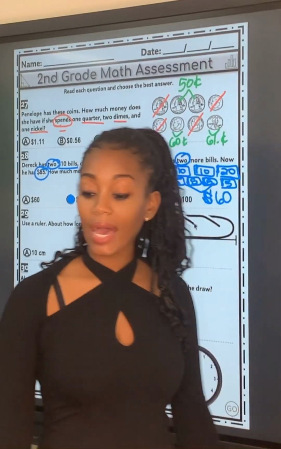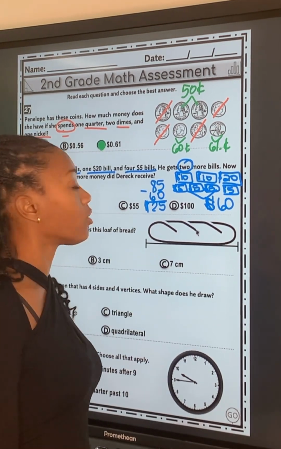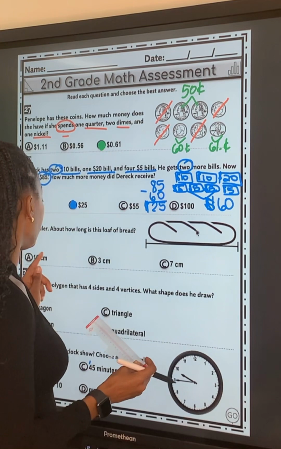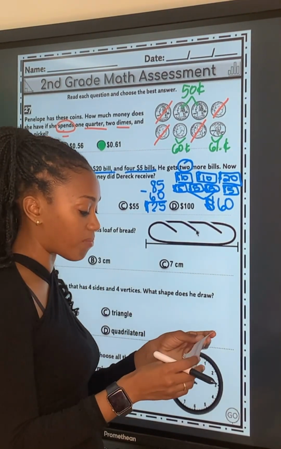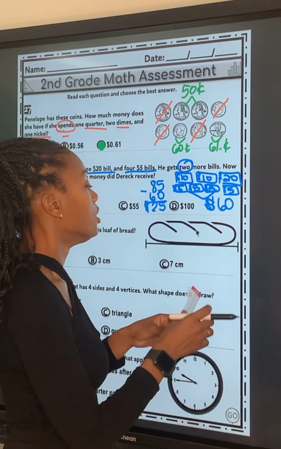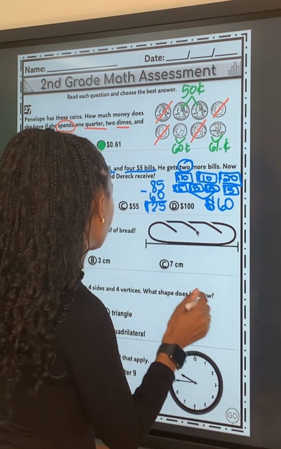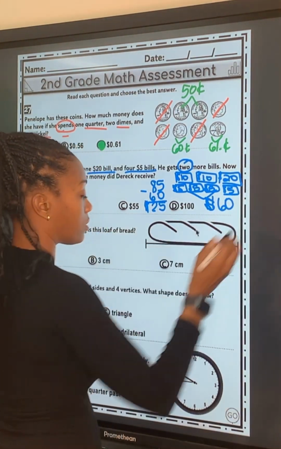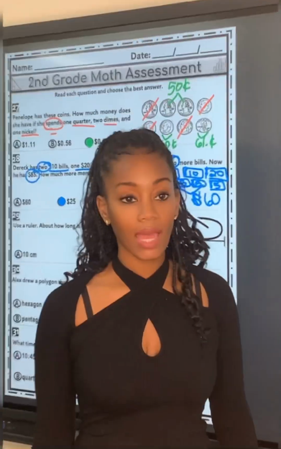All right. Number 29 says, use a ruler. About how long is this loaf of bread? Well, I see centimeters, centimeters, and centimeters, so I know the unit of measure is going to be centimeters. So when I turn my ruler to the centimeter size, it says it's going to be about 7 centimeters. And that's it.